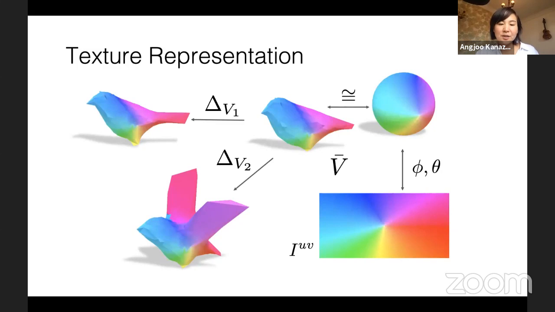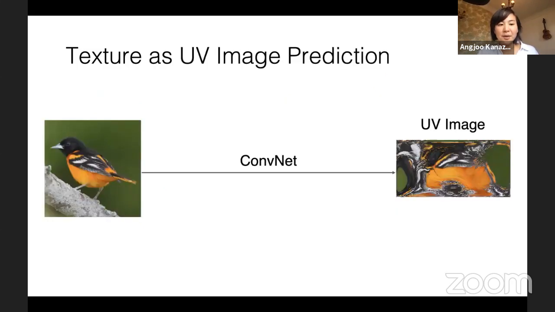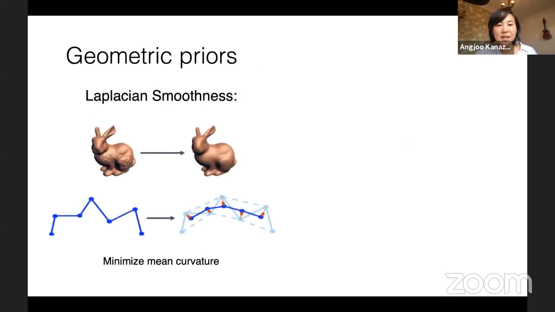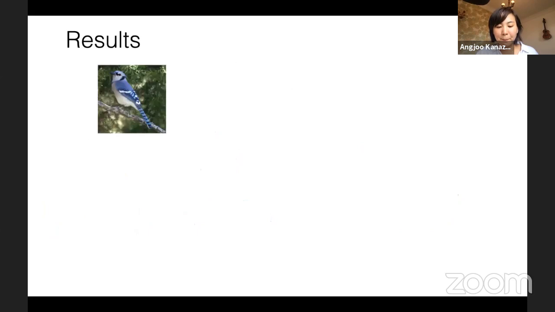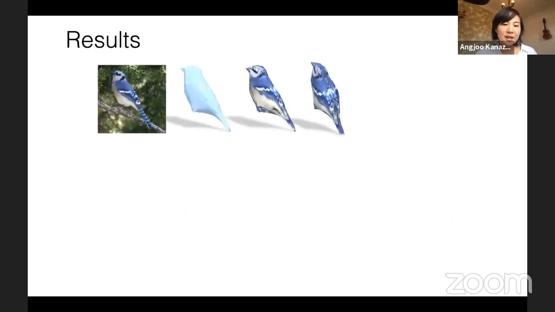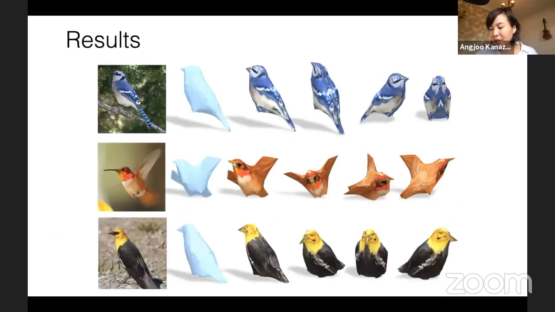This allows you to use a convolutional neural network to predict the UV image from a single input. Of course, this is still an extremely underdetermined problem, so you need some regularization, such as that the surface needs to be smooth. One nice thing about the mesh is that it's easy to incorporate such regularization. We also bake in bilateral symmetry in the vertices of the bird. With that, you can train this.